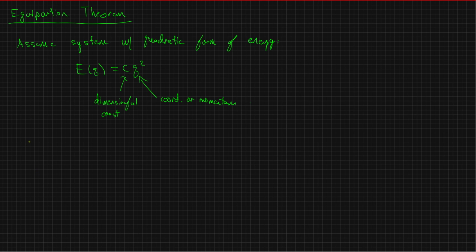Okay, so we can write our partition function, Z. As always, that's just going to be summing up all of the different energy states for the Boltzmann factor. So let's put that in. Minus beta C Q squared.